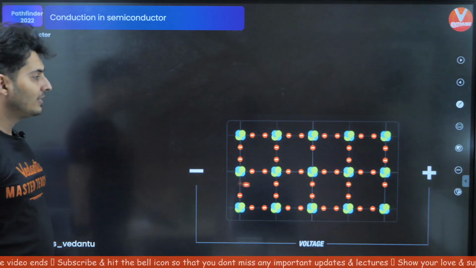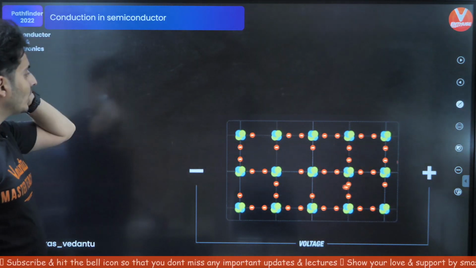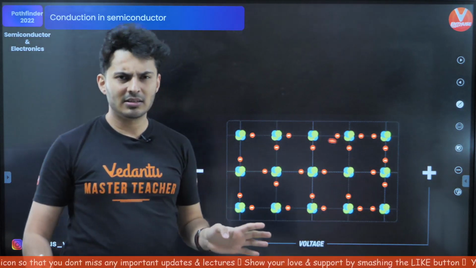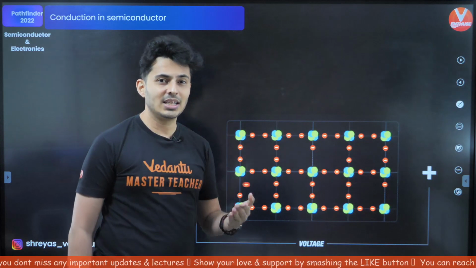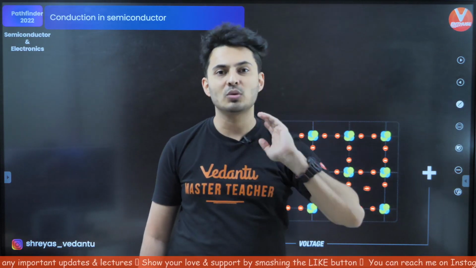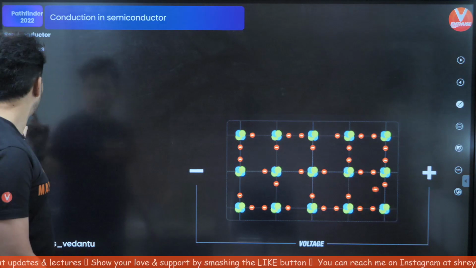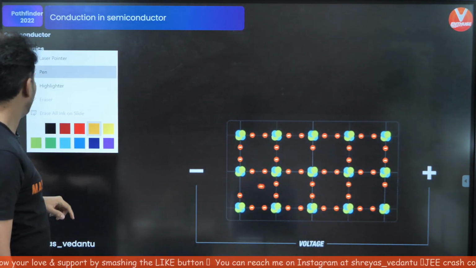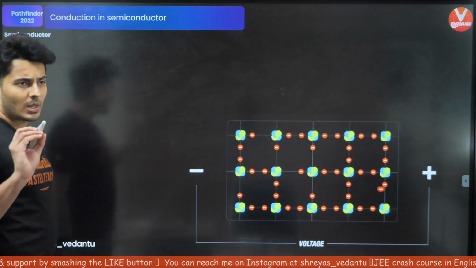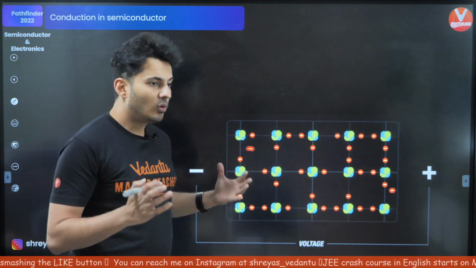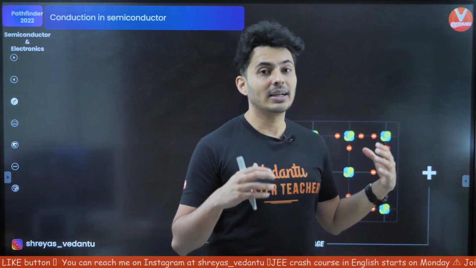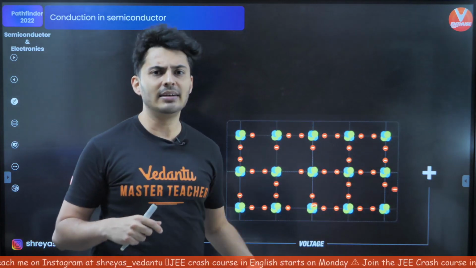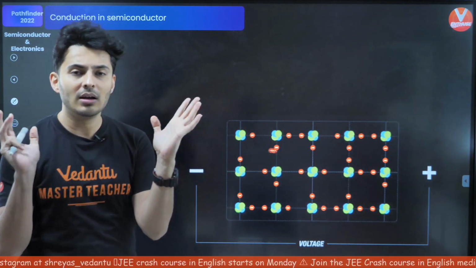Another important formula which you should know, very, very important, is the mobility and conduction formula for semiconductors. There were times when JEE has asked, and even boards have asked, questions based on this. I'll tell you what it means. Let's derive it, that will be better. We want to find the conductivity of a semiconductor, be it N type, P type, or intrinsic.